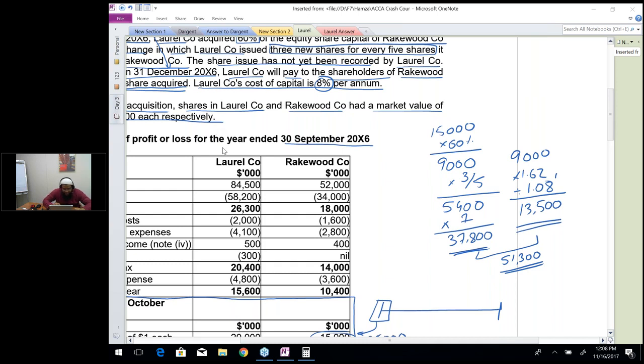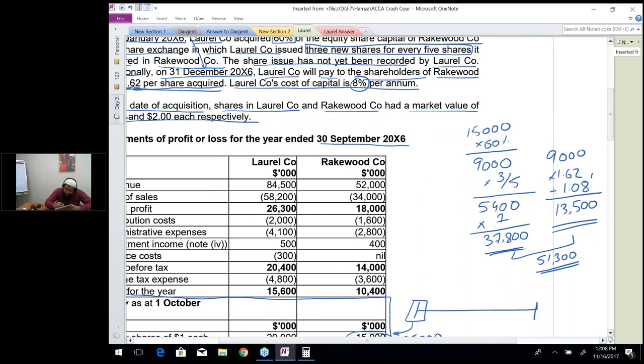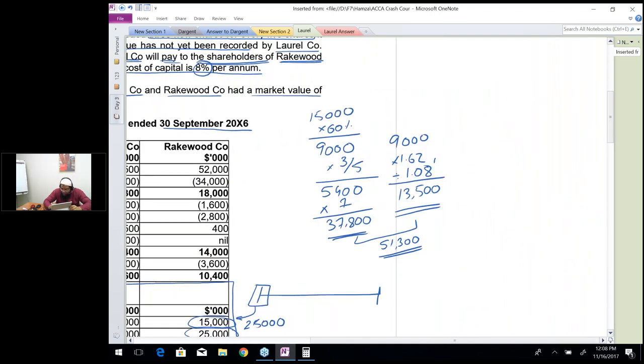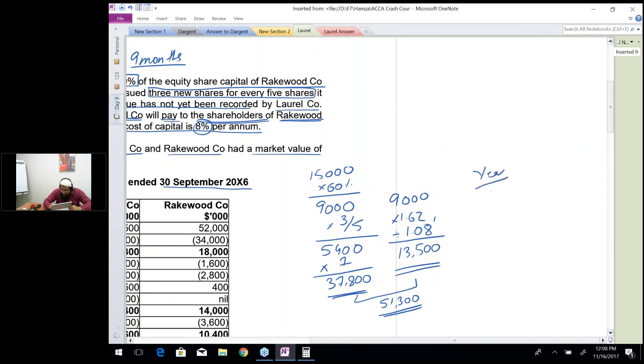Neeraj is saying, so can you please tell again for 1.62 and 1.08? And someone is saying, why are we dividing? Actually, the question says that Laurel Company will pay to the shareholders of Rackwood $1.62 per share acquired. So for example, if this is confusing you, what you can do is you can write year. After a year, we are going to pay cash and then the discount factor and then the present value. If you are aware of this, you can do it that way. So we are actually paying 1.62 per acquired share.